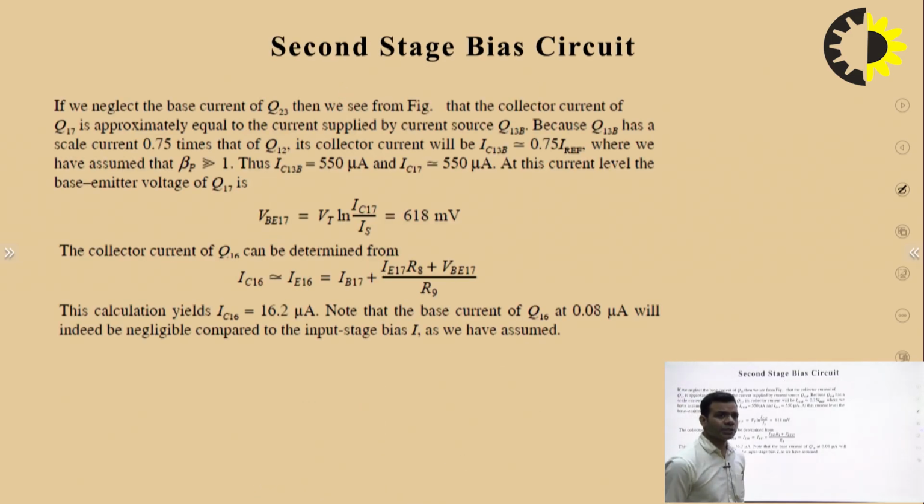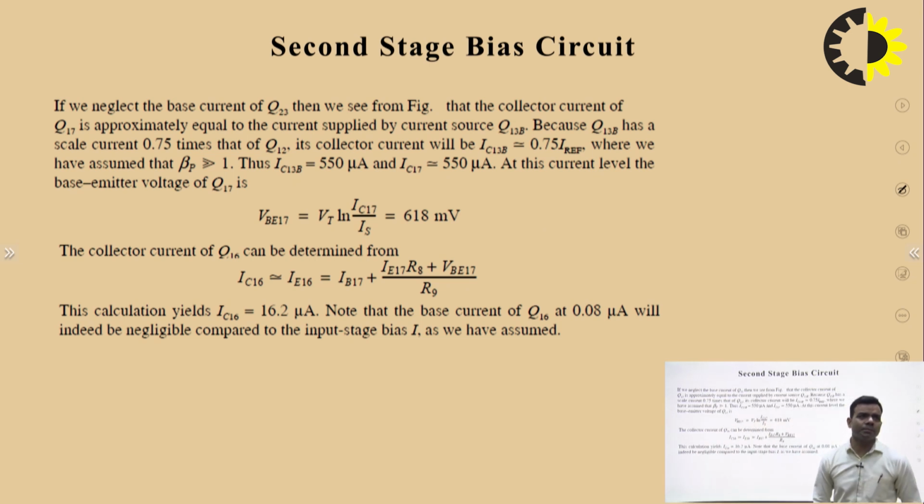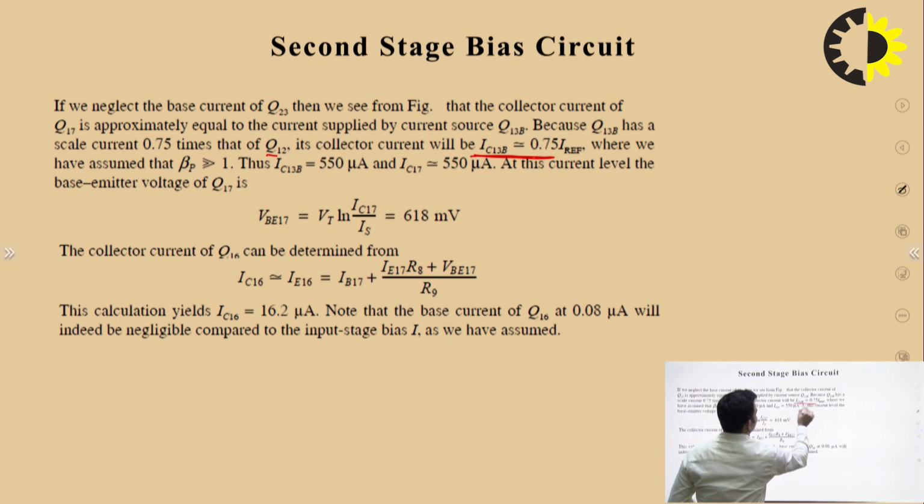So in Q16 and Q17, if you neglect the base current of Q23, then the collector current of Q17 will be approximately equal to the current supplied by the current source, that means Q13B, and we know Q13B has a scaled current of 0.75 times that of Q12. You have already found the value of the current flowing through Q12, so IC13B is 0.75 times I reference.